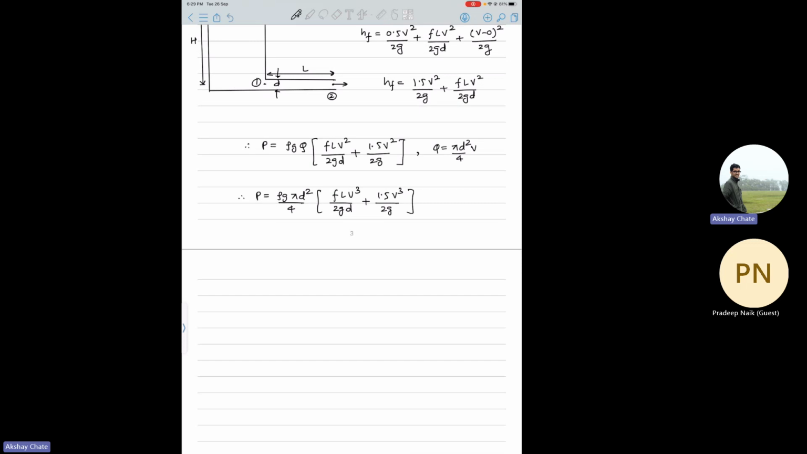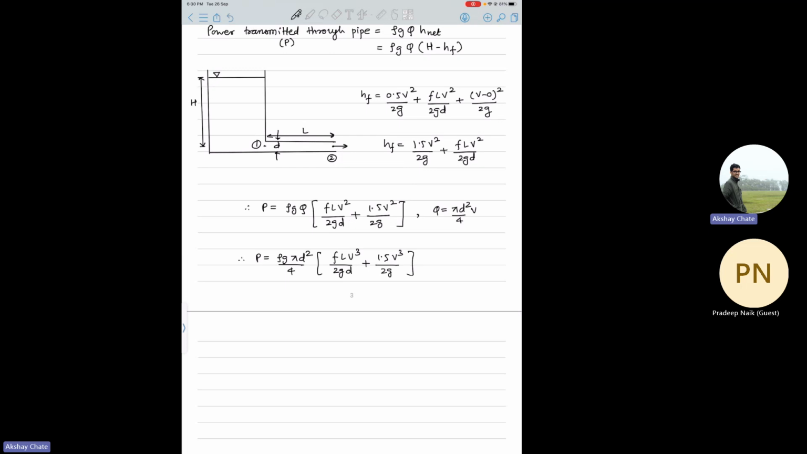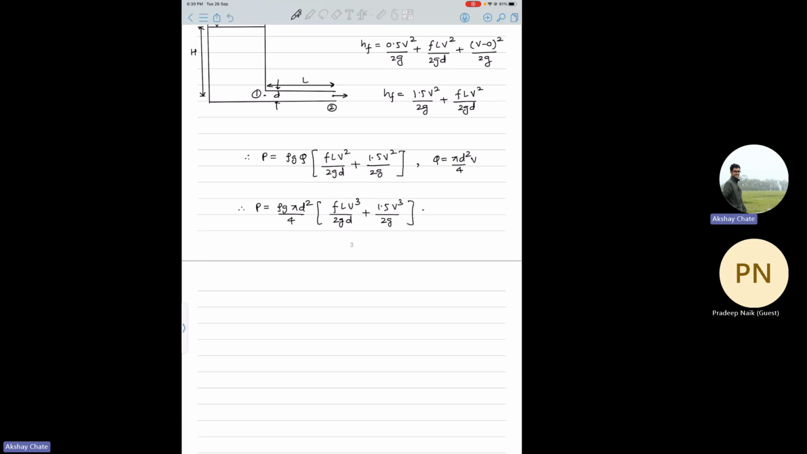Now see, density is constant, diameter is constant, length is constant. So the only variable here is velocity. So basically, this is a function of velocity.